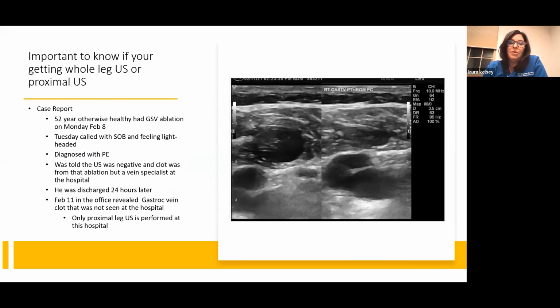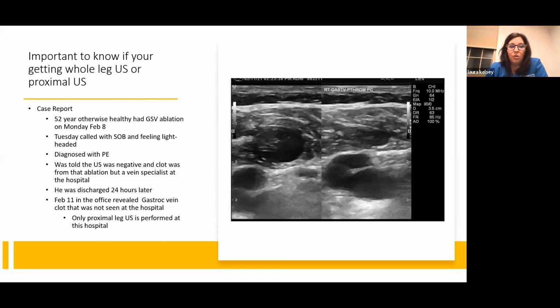This was a case that happened to me. I had a 52-year-old male who was healthy and had just had a GSV ablation on a Monday, probably Monday afternoon. By Tuesday morning, he was lightheaded and short of breath. We sent him to the emergency room. He had a PE, and a vein specialist there called me and said, this is a classic post-ablation PE. And I said, oh, wow, it's not even been 24 hours. Is this vein even closed? And she said, I see it all the time. And I said, okay, well, we agreed to discharge him.